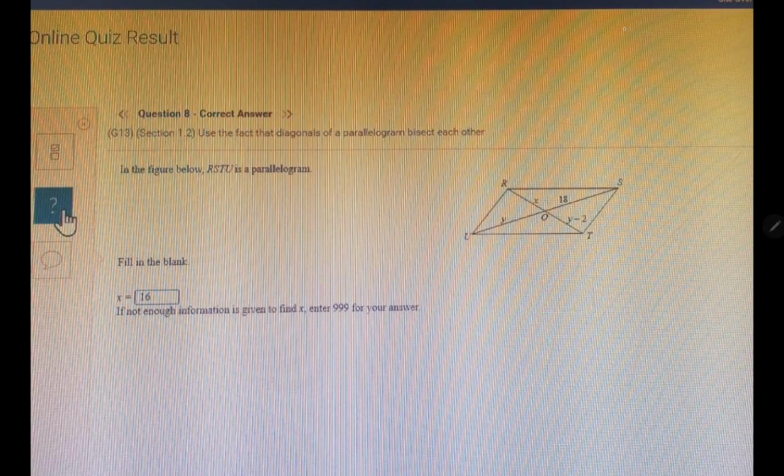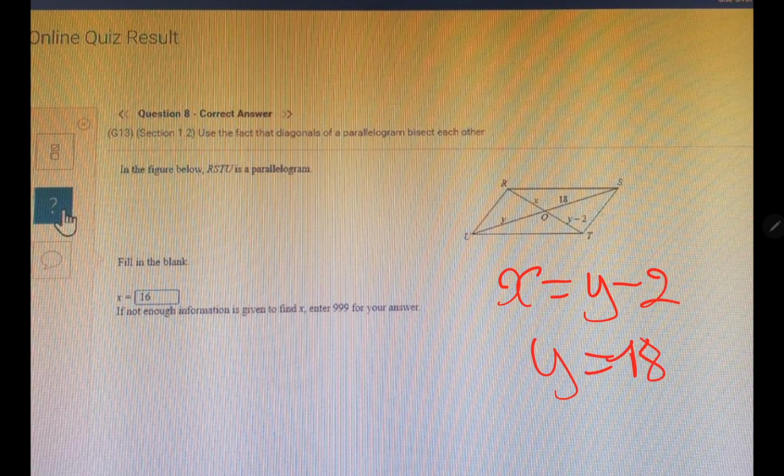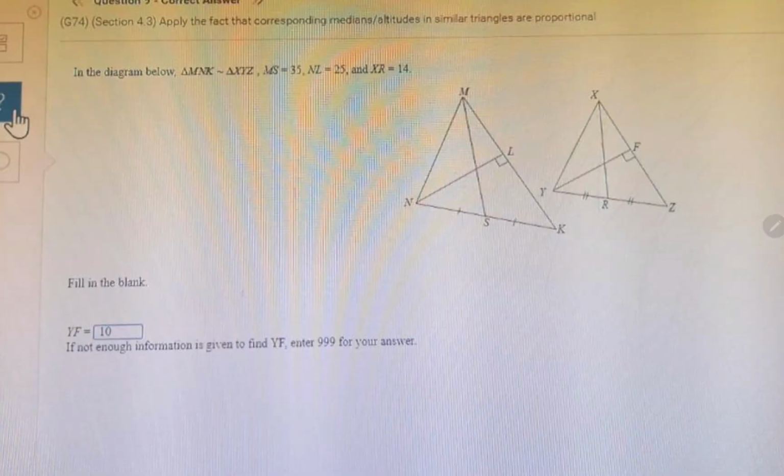This one is one of the easiest questions, to be fair. So we're gonna have x is equal to y minus 2 and y is equal to 18. We just substitute. X is equal to 18 minus 2, so then x is equal to 16. Very simple. Next question. Question number 9.